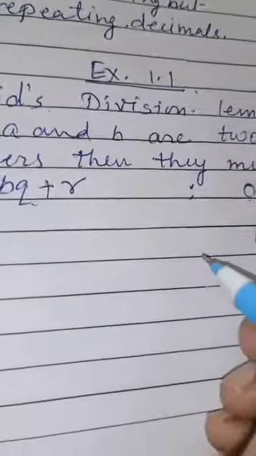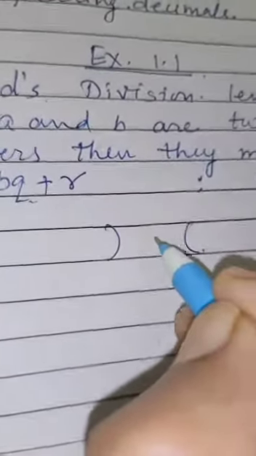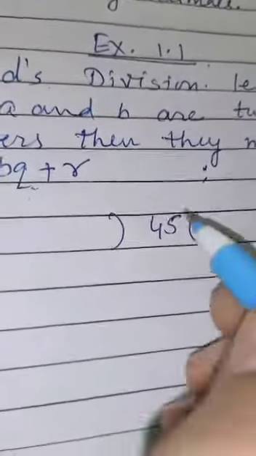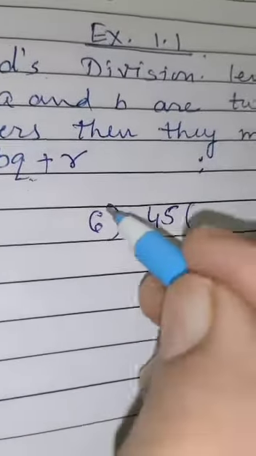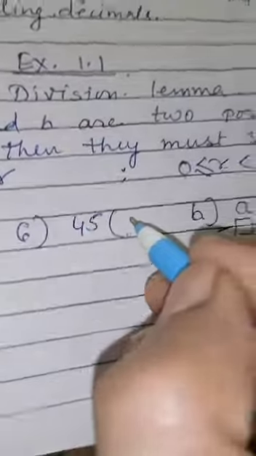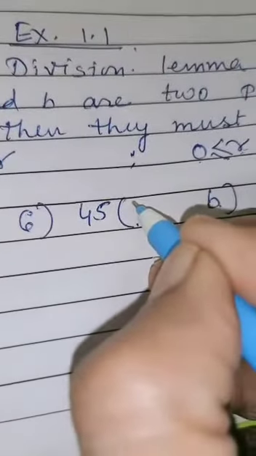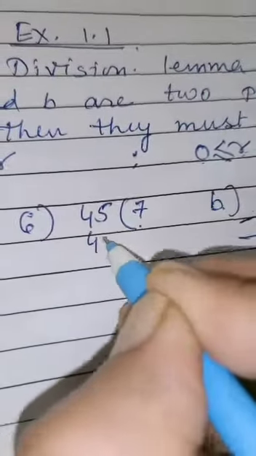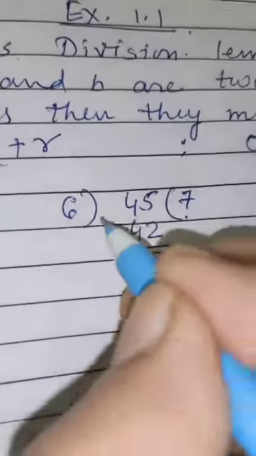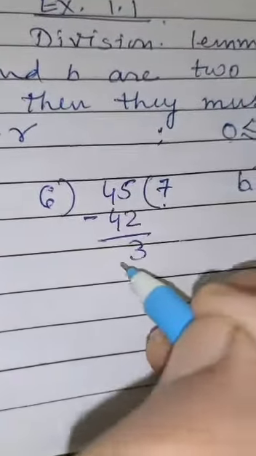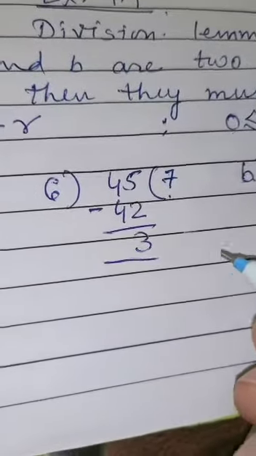Okay, let us take some example. Suppose we want to divide 45 by 6. Okay, so how will we divide it? 6 sevens are 42 and 3 we are getting as remainder. After subtracting this, we are getting 3 as remainder.